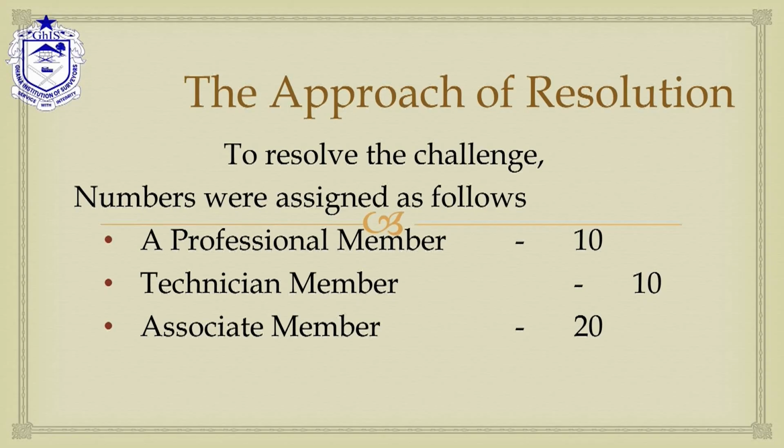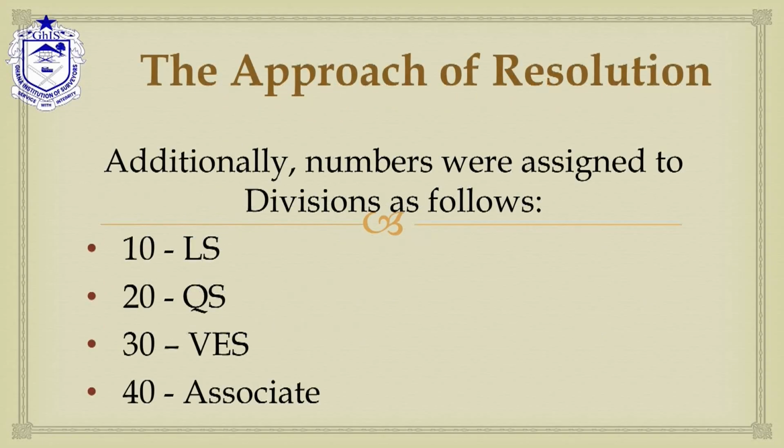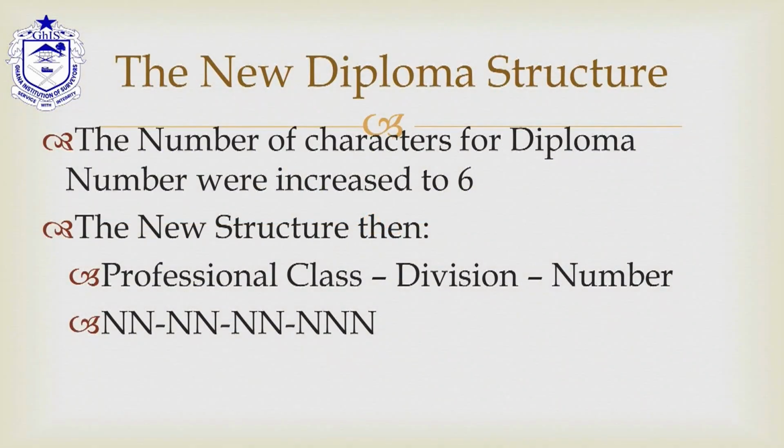For now, we don't have associates, but we're thinking ahead just in case we get to the stage where we have associates. And then you have the next batch of 2 characters, 10 being LS, 20 being QS, 30 being VS, and then 40 being associates. So we have to take this, except for the associates, by the alphabetical order. So in a nutshell, the nomenclature for the diploma number, the new one, will be professional class dash division, then that's the number.